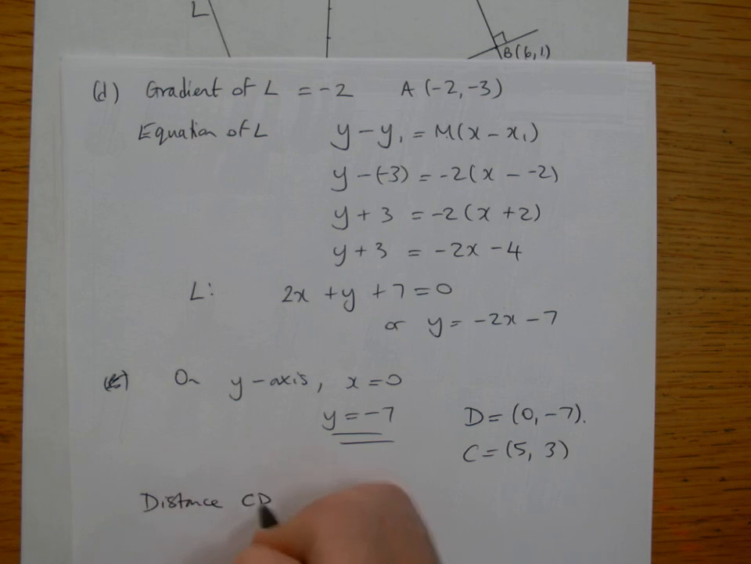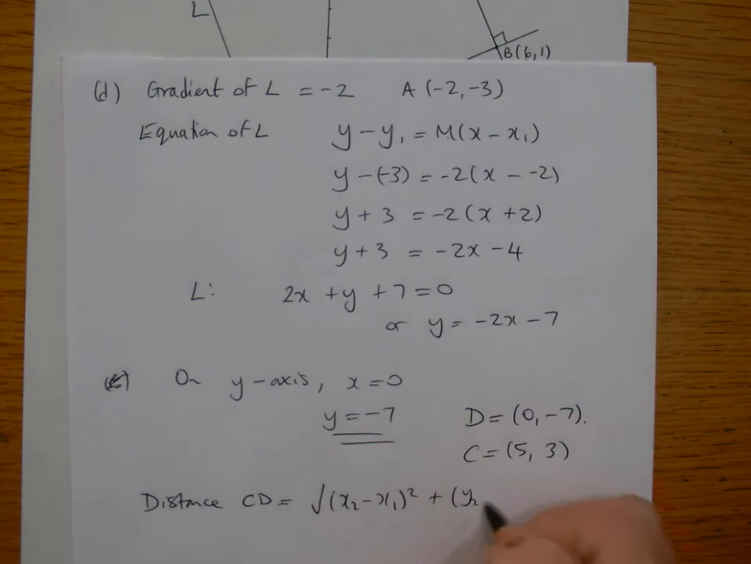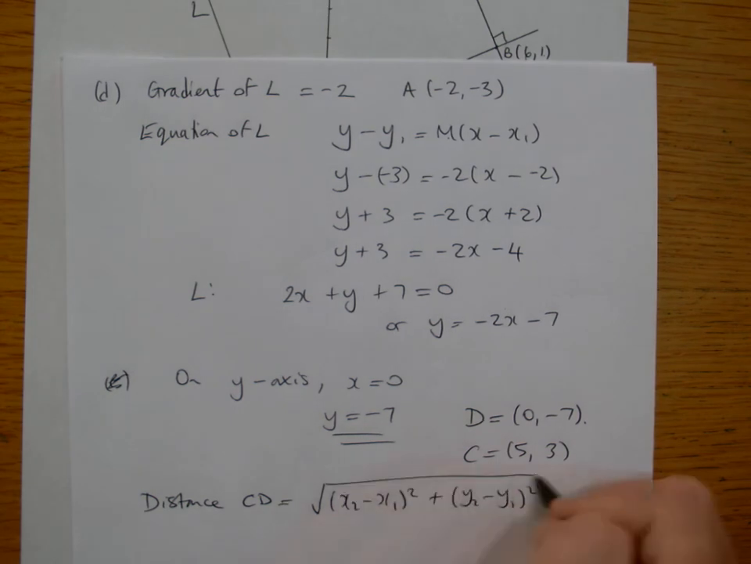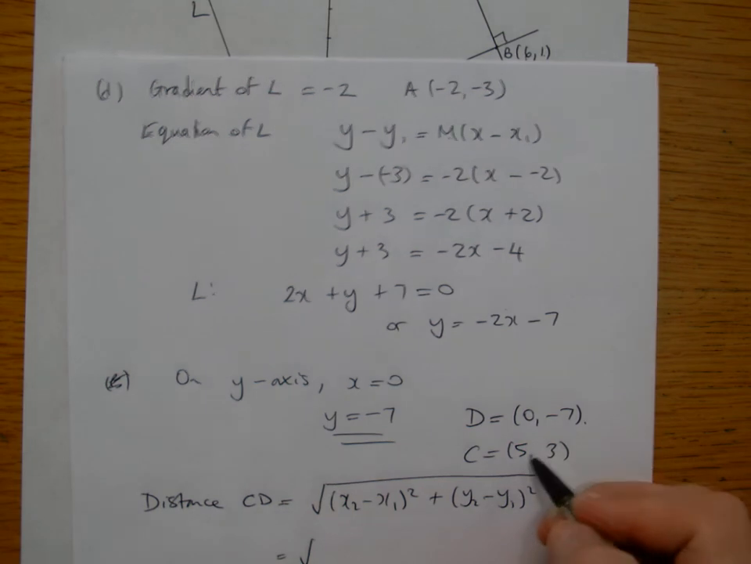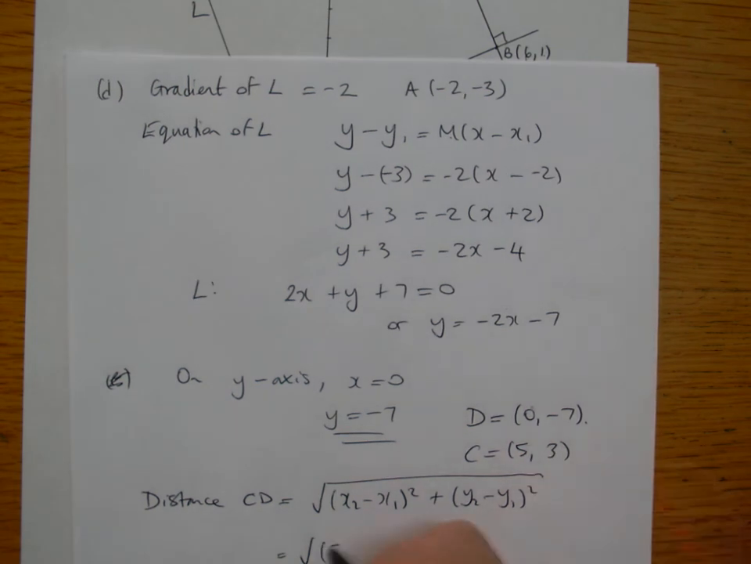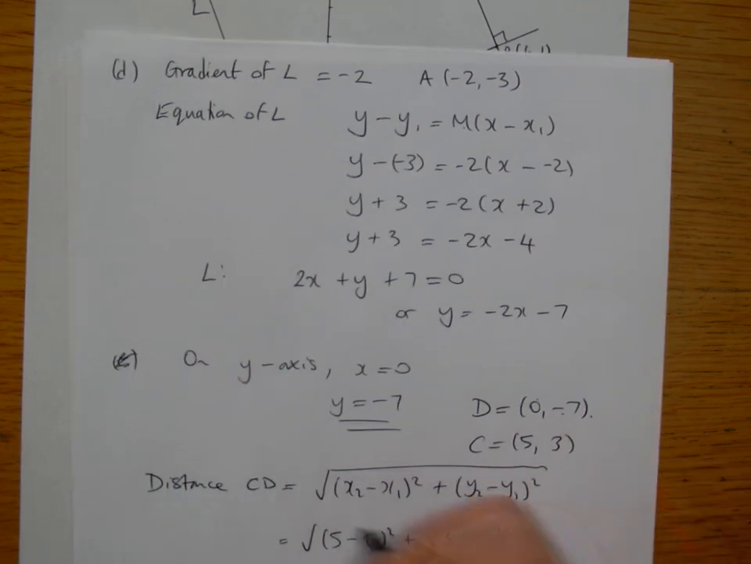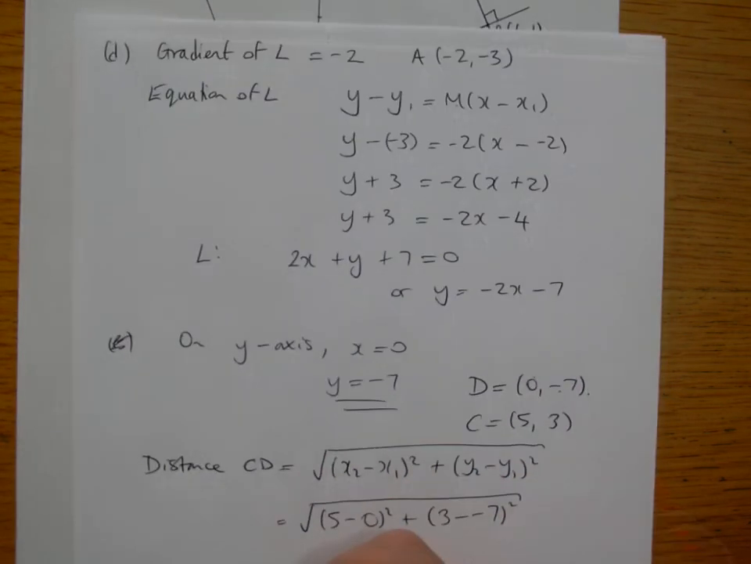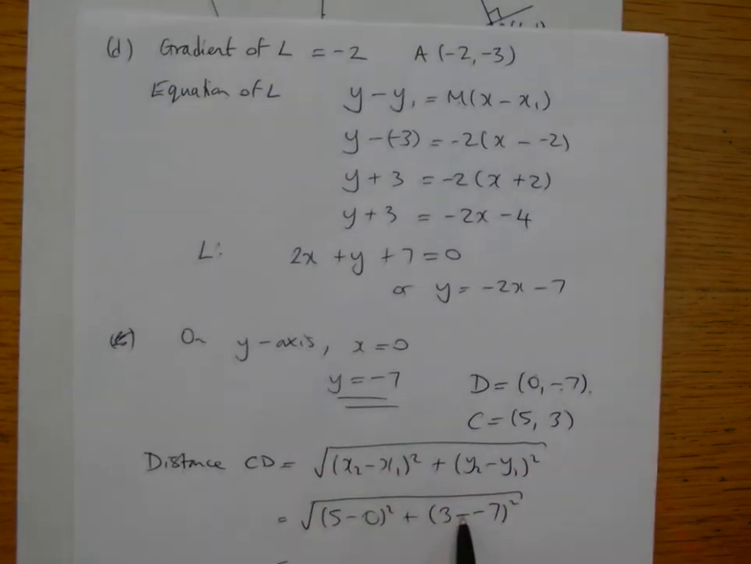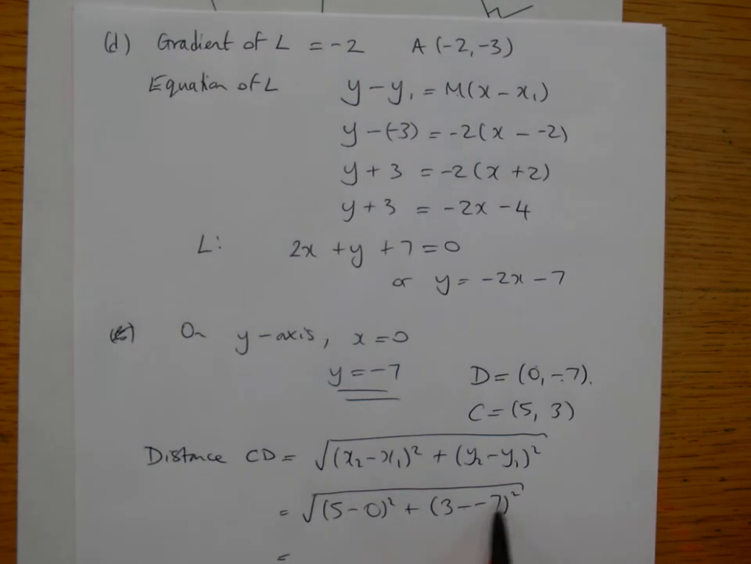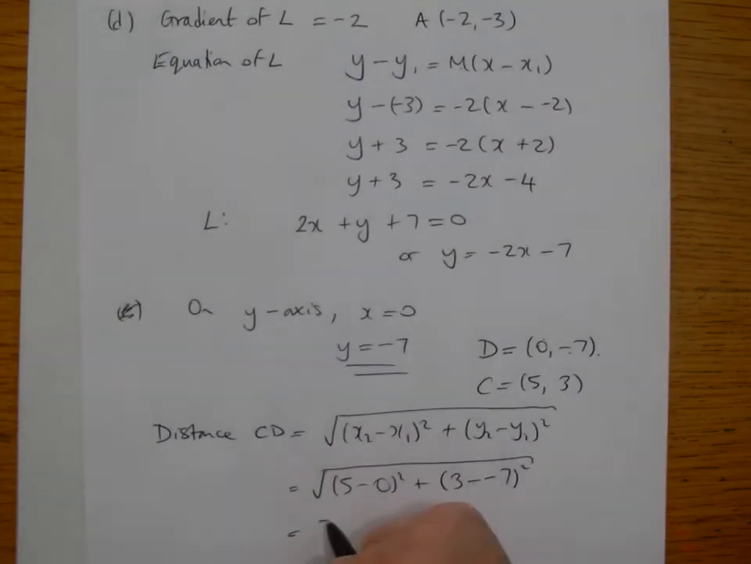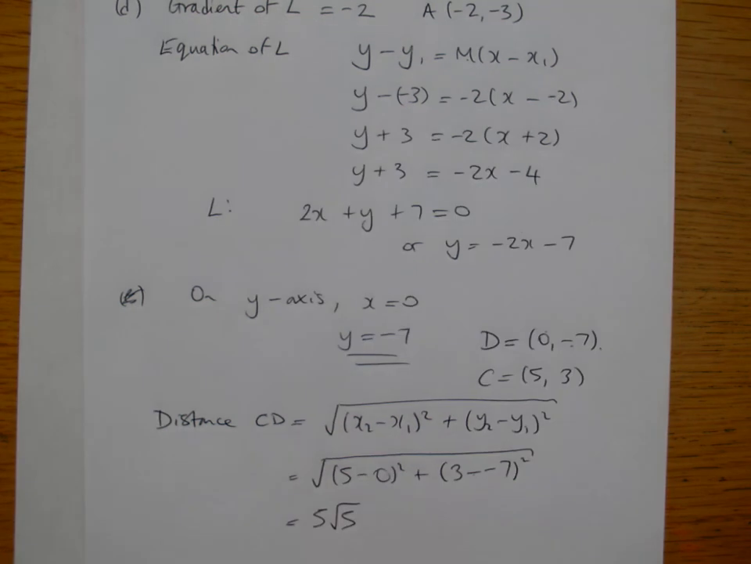I use the distance formula: x2 minus x1 all squared plus y2 minus y1 all squared. So you've got 5 take away 0 all squared, plus 3 take away -7 all squared. If we work that out, we will use a calculator on it, that's going to be root 125, and that simplifies to be 5 root 5 when you square root it, and we're done.